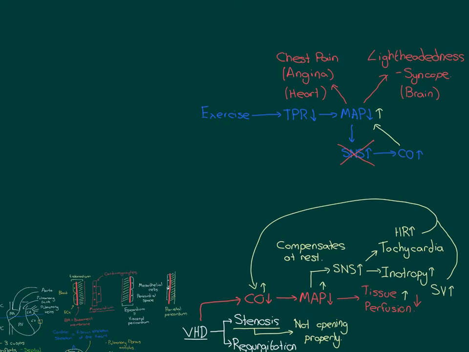Okay, so those are the two major consequences of exercising with valvular heart disease, that you simply can't compensate for exercising anymore, because the sympathetic nervous system, which is the mechanism by which you normally compensate for exercise in a healthy body, is already working as hard as it can to compensate for you just when you're at rest, because the heart isn't functioning properly. So these are two of the major symptoms of valvular heart disease: you get lightheaded when you try and exercise, and you get crushing chest pain, the myocardial ischemic chest pain, when you try and exercise. Okay, right. So those are two of the consequences then of valvular heart disease.